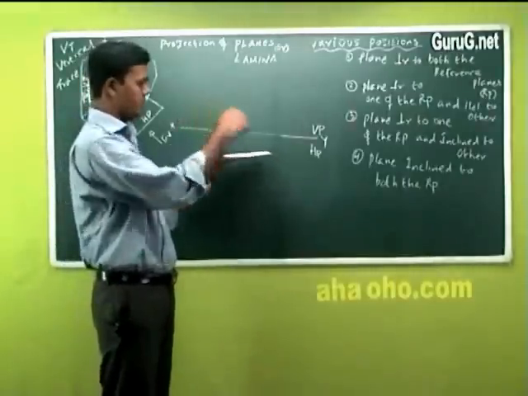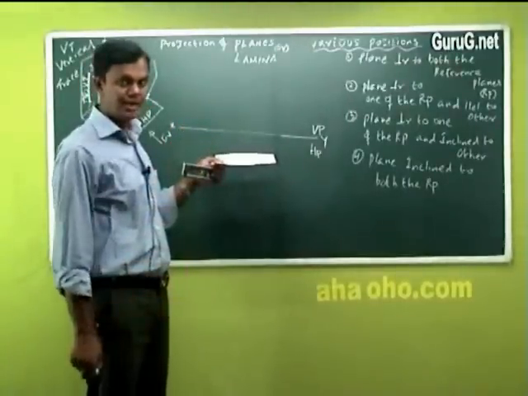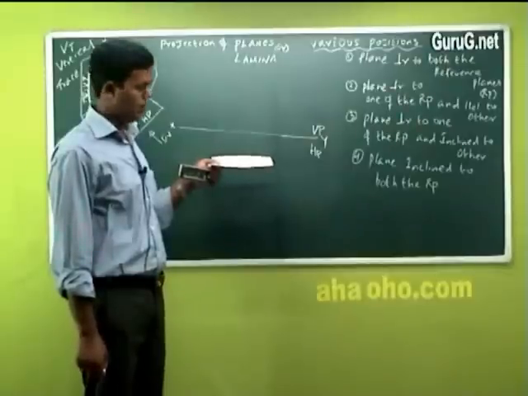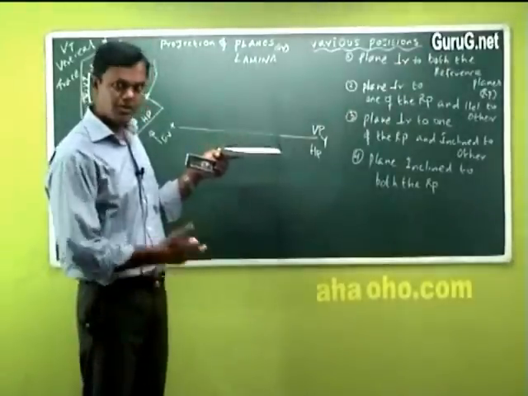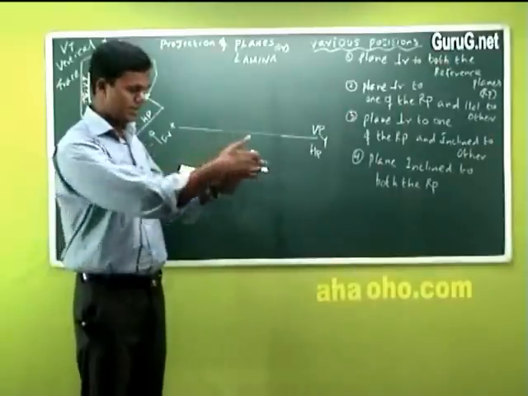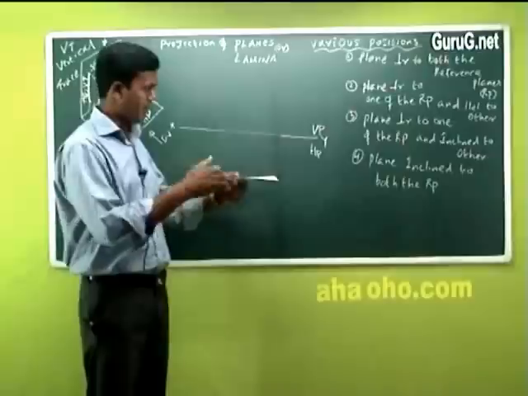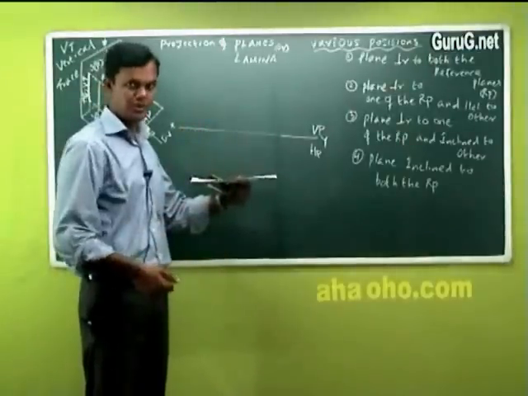Now what we are doing is perpendicular, and inclined to the other. How to make this plane inclined to the other? How do you make it? Now perpendicular to one, parallel to the other is one option. If I keep it like this, it is again perpendicular to VP but parallel to HP.